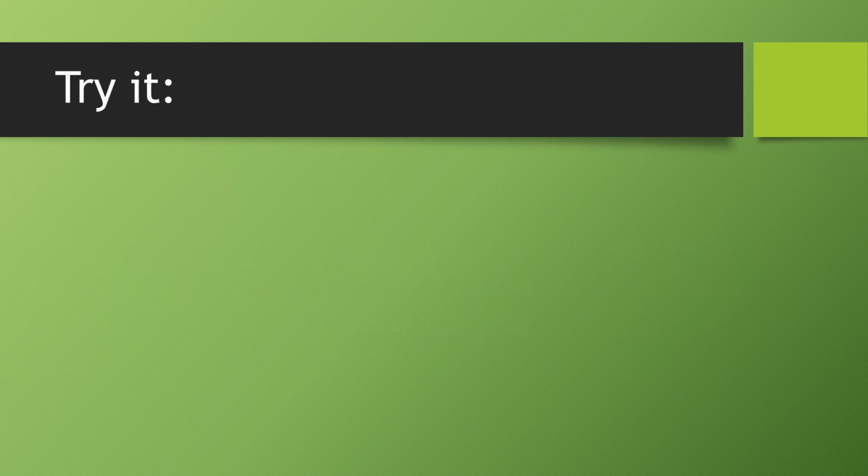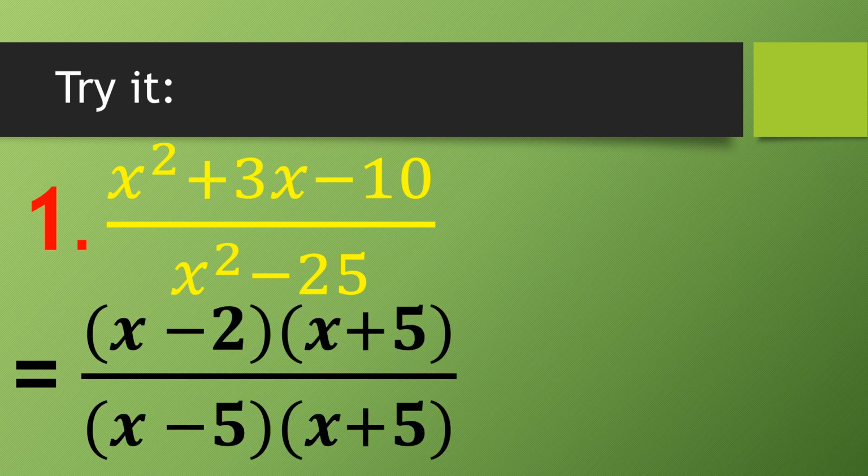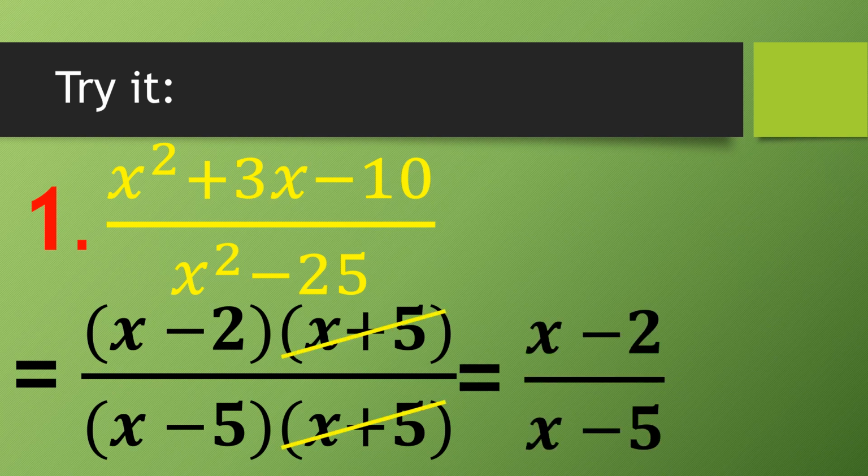Let us try another example. The factored form of the denominator and the numerator is shown, and the common factor from them is x plus 5. Thus, the simplest form is x minus 2 over x minus 5.